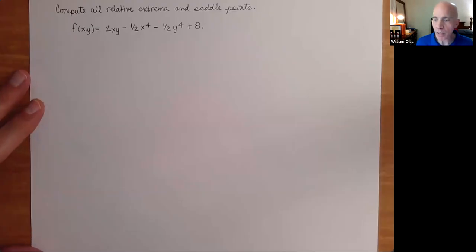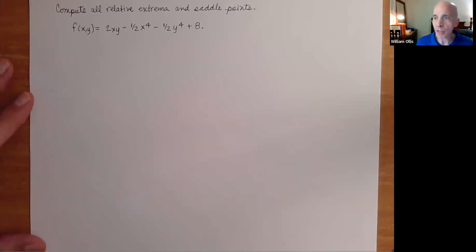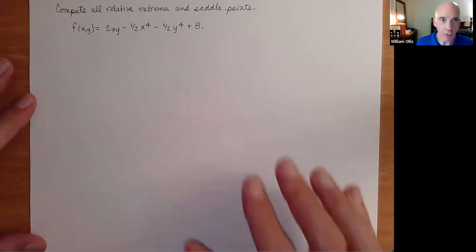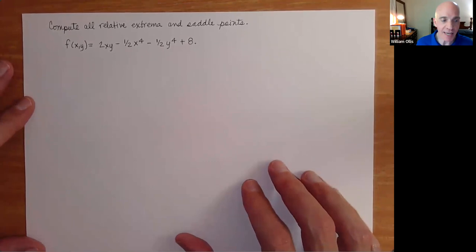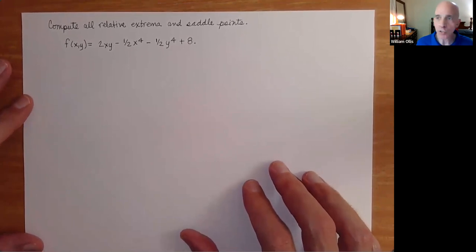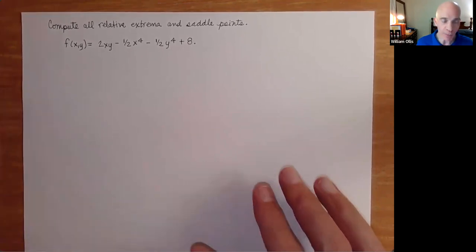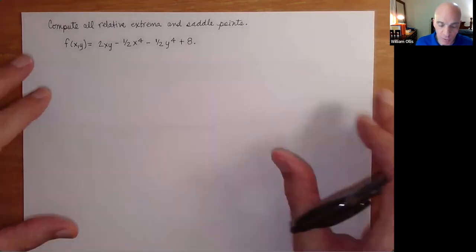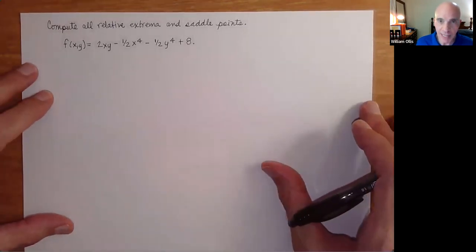Let's compute the relative extrema of a function of two variables. In Calculus 1, you did this type of exercise quite frequently. And so what we want to do is utilize the same techniques to work with a function of two variables. So we may be asked to compute all relative extrema and saddle points of a function of two variables.